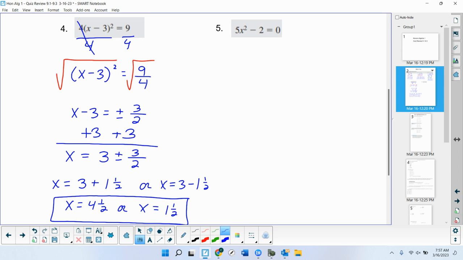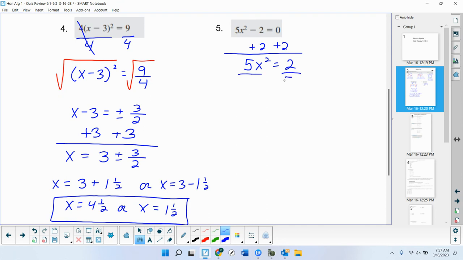How about number 5? Mallory, you get to help me with this one. What do we do? The 2 first. So how do you do that? Add the 2. Okay. And when you do, what do you get? 5x squared equals 2. And remember, I had told you, and I apologize for those of you online at home, I did not share that at the beginning of the video, but on this one, it will say round to the nearest hundredth.